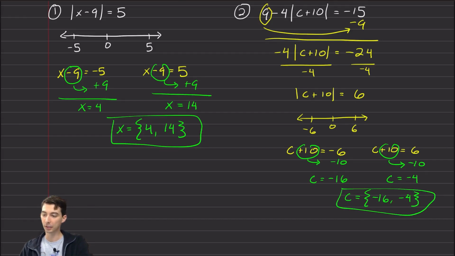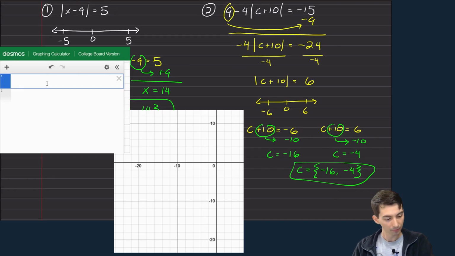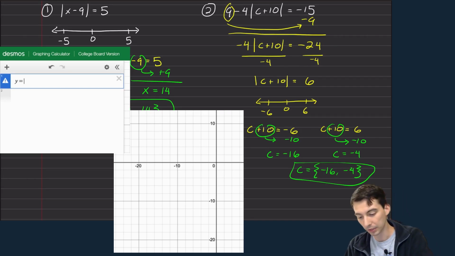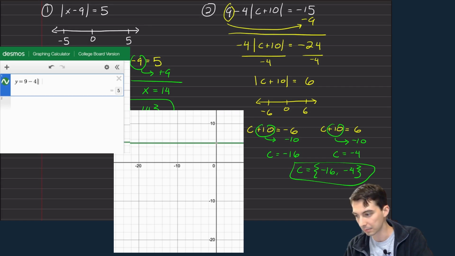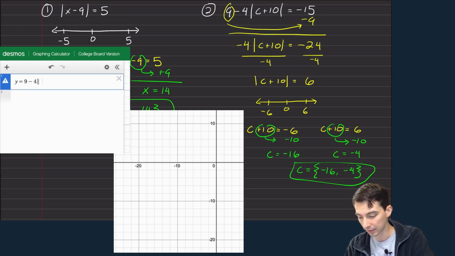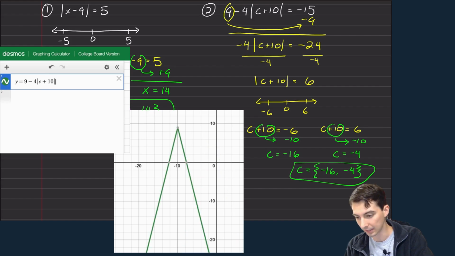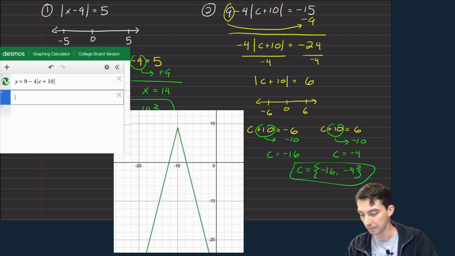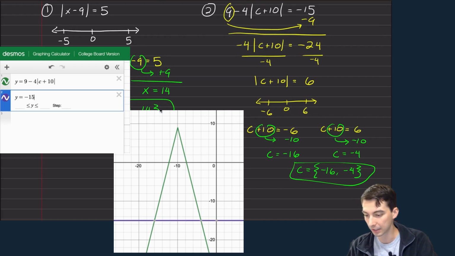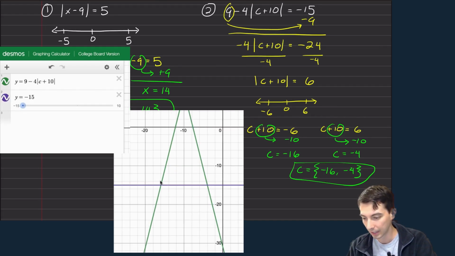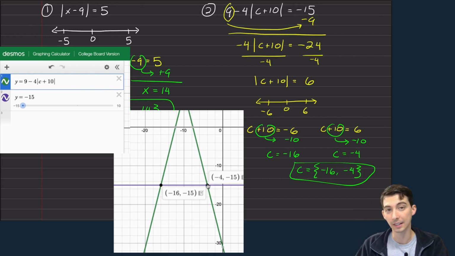Now let's check this in the graph. I'm going to type in my left side. So I'm doing y equals 9 minus 4 times the absolute value of c plus 10, and I get this upside down v. And then I'm going to say y is equal to negative 15 to get this purple line. And I see that they're equal at negative 16 and at negative 4.